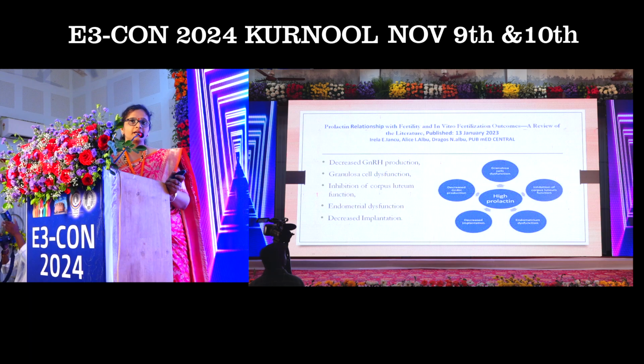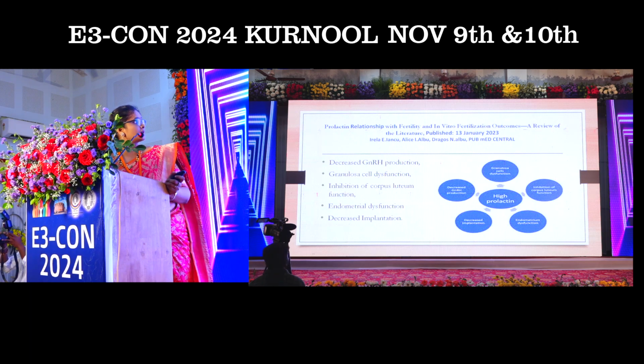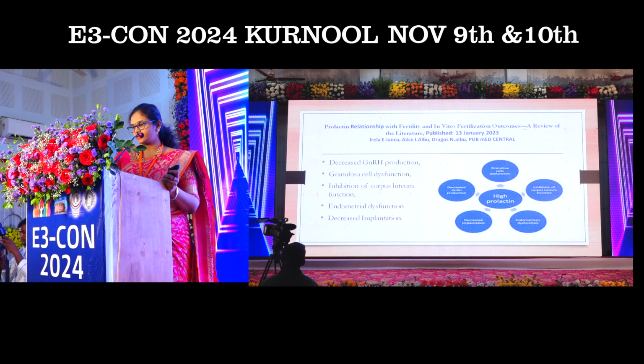Hyperprolactinemia and infertility: decreased GnRH production leads to granulosa cell dysfunction, inhibition of the corpus luteum and endometrial dysfunction, and decreased implantation in females.